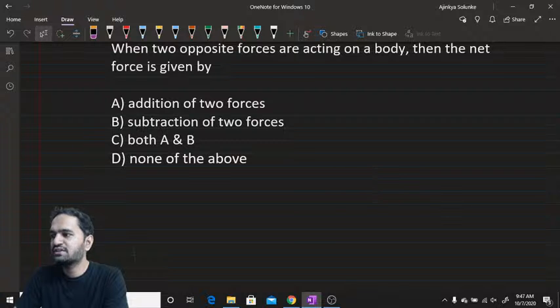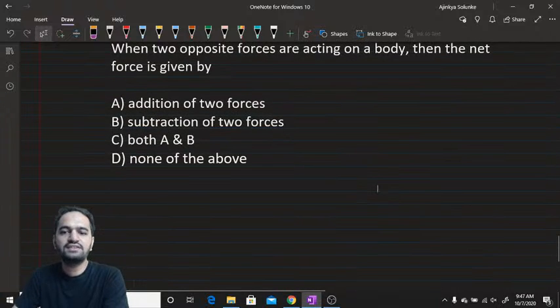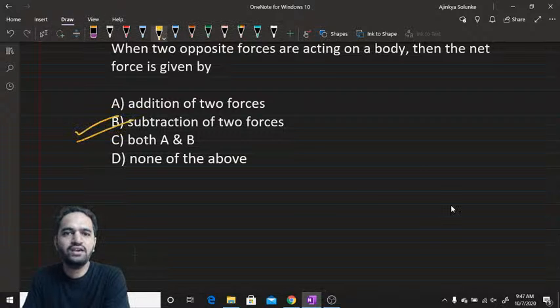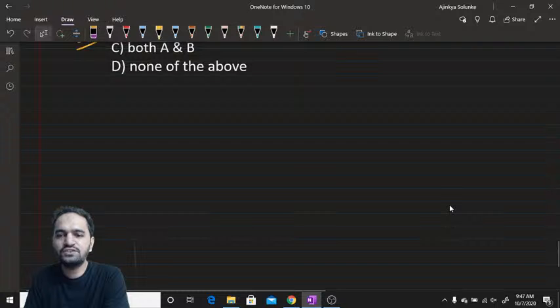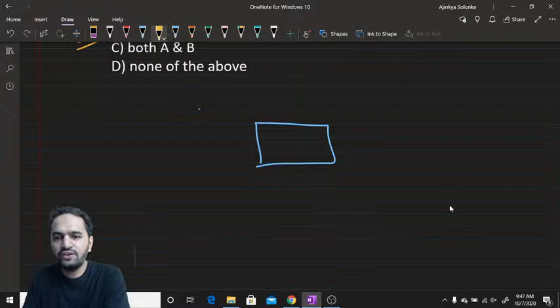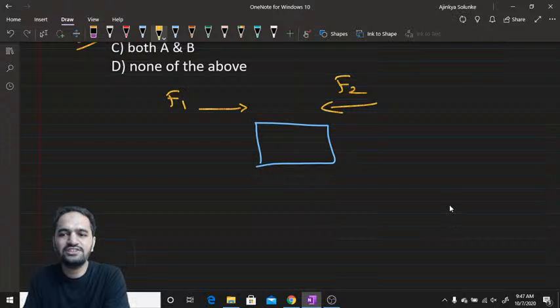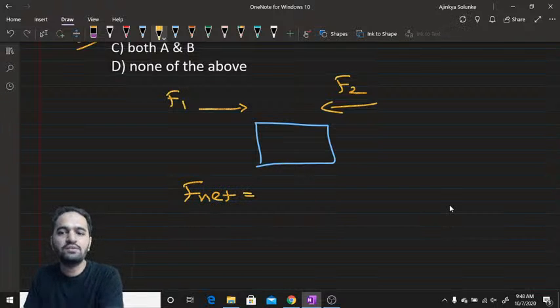Umrikar, Yash Umrikar, correct. Yes, so the answer is going to be subtraction. Why? We can just imagine the situation here. Suppose you have an object and one force is acting in east direction, and one force is acting in west direction, so they are opposite to each other. Then the combined force is given by net force, right? It will be the subtraction of both of them.